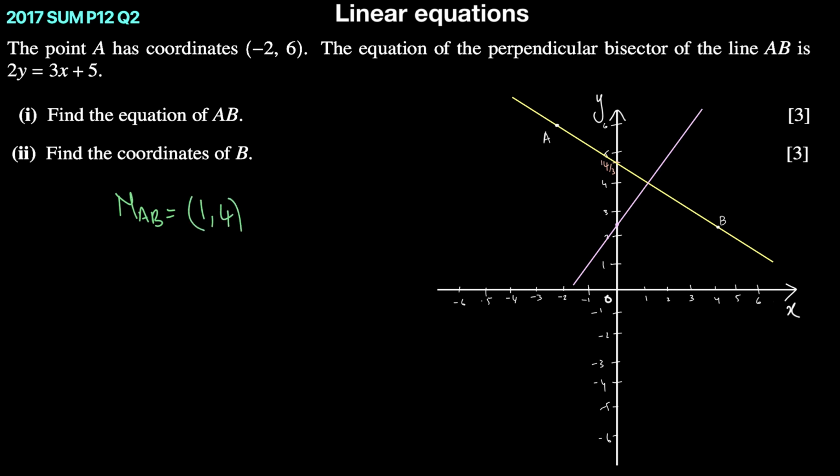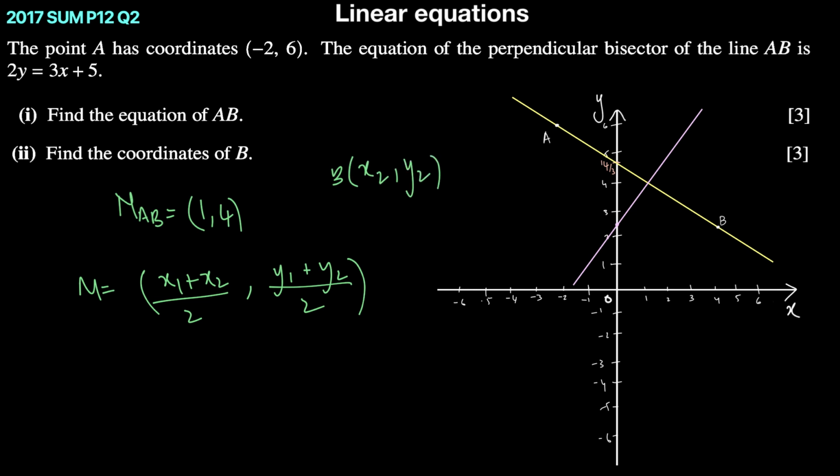Now we also know that the midpoint of a given line is simply (x1 + x2)/2. So that's the x coordinate, and the y coordinate is (y1 + y2)/2. Now we already know x1 and y1. Those are the coordinates of A. What we don't know are the coordinates of B. So let's call B (x2, y2).